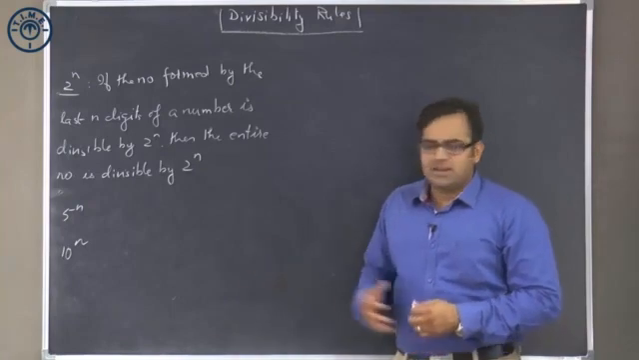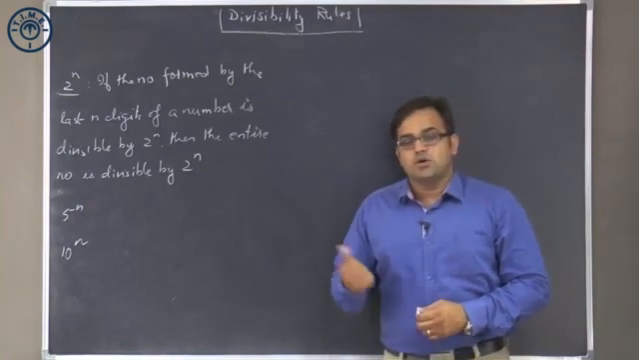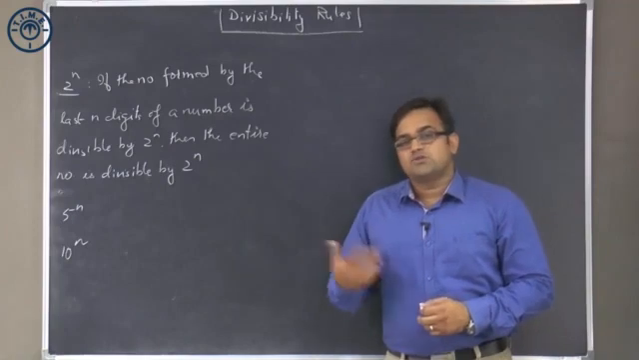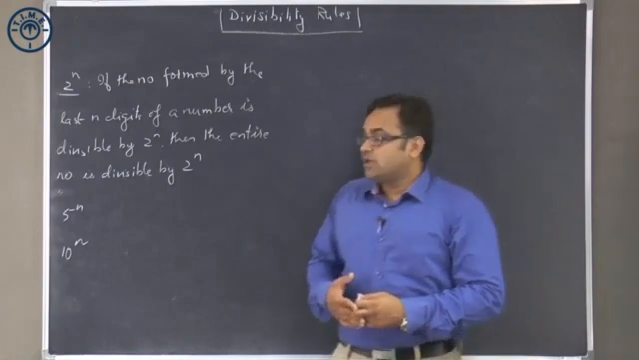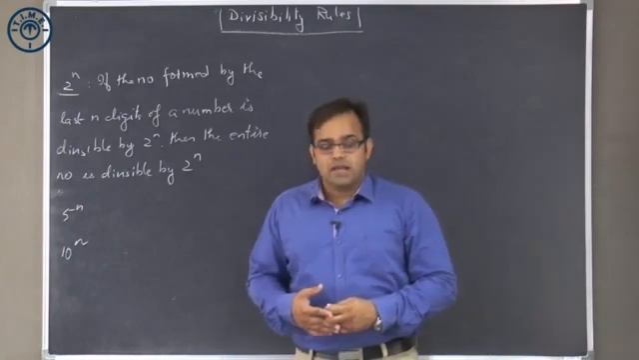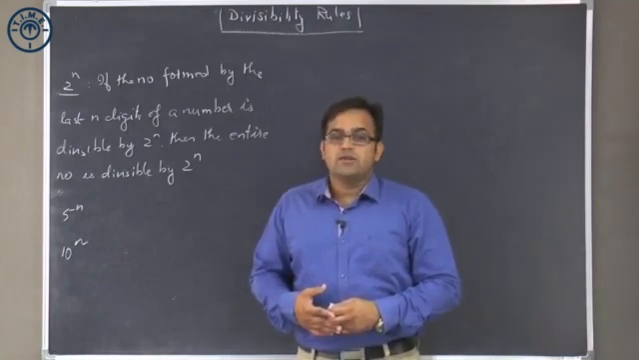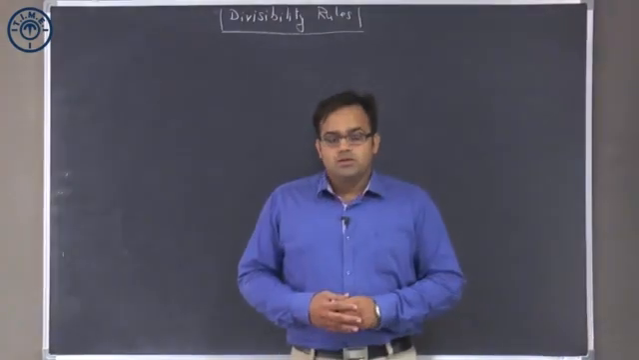For 10 to the power n, it is pretty obvious. If the last digit is 0, the number is divisible by 10. If the last two digits are 0, the number is divisible by 100, and so on and so forth. So that's about the divisibility rules for 2 to the power n, 5 to the power n, and 10 to the power n. The rules of divisibility pertaining to 3 to the power n.